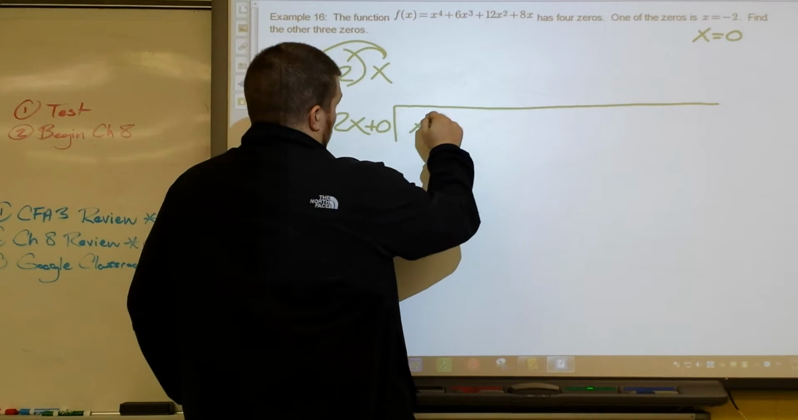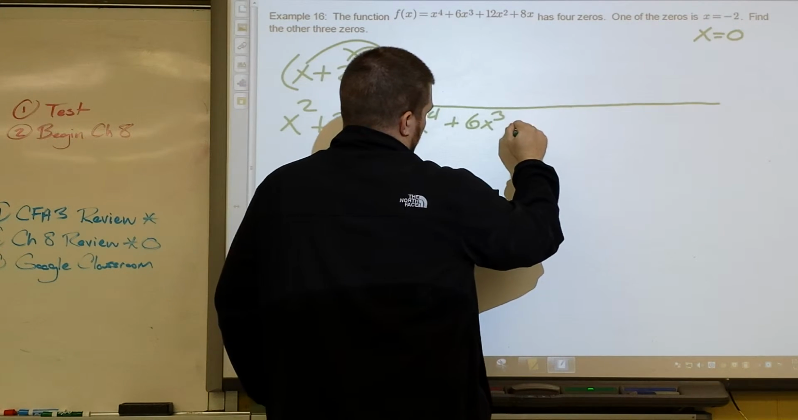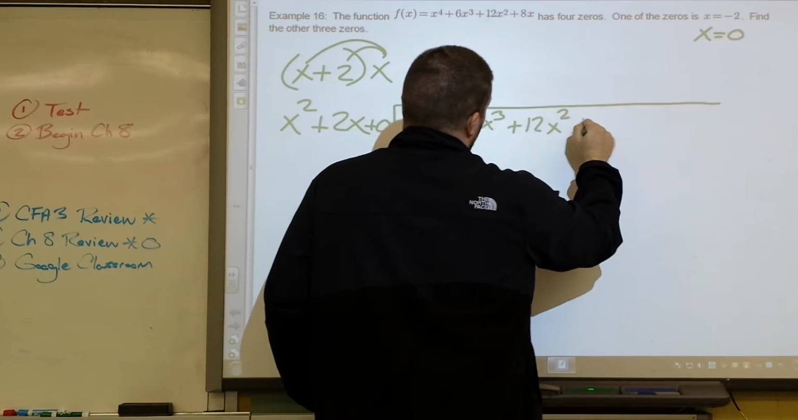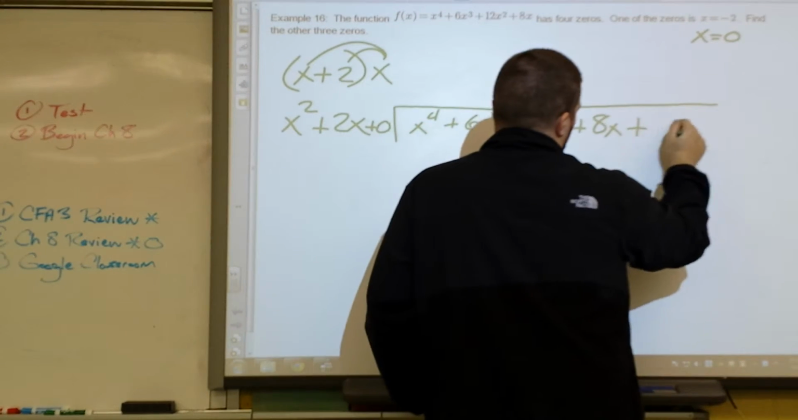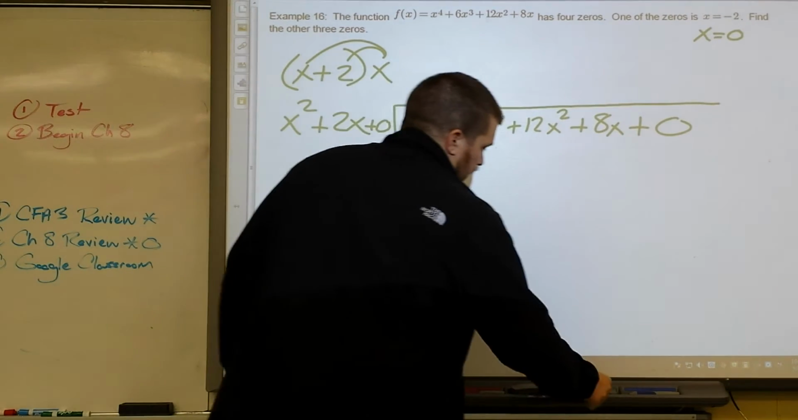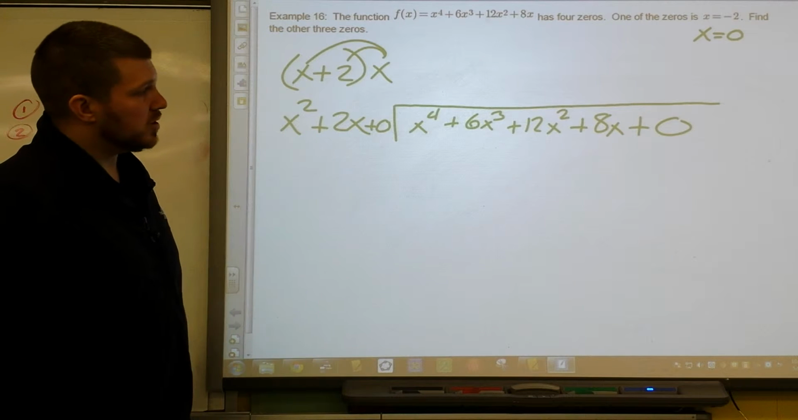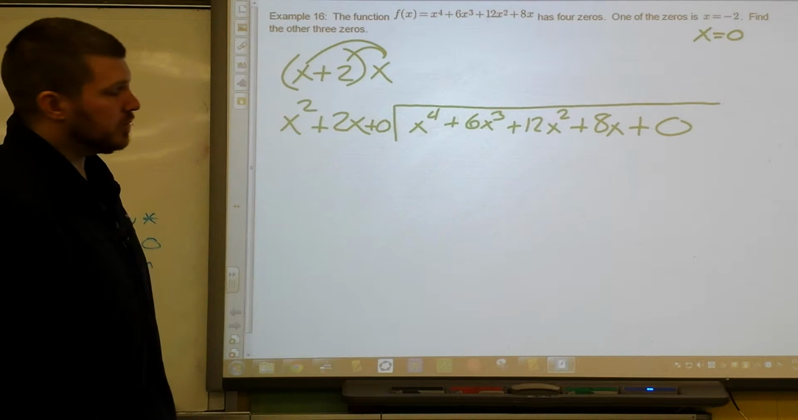I have x to the 4th plus 6x cubed, plus 12x squared plus 8x, but no regular numbers, so I have to represent that with a 0 placeholder. Now I'm ready to go through the long division process. Again, go back and rewatch those videos from a couple chapters ago if you need help with this. We'll still be here when you come back.